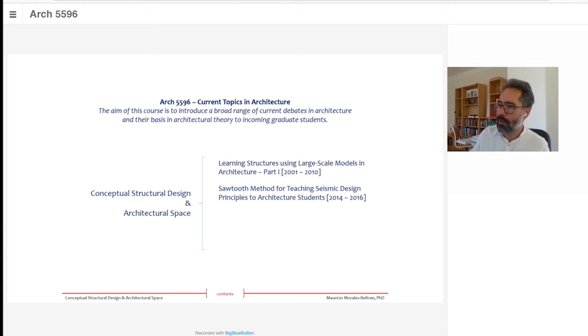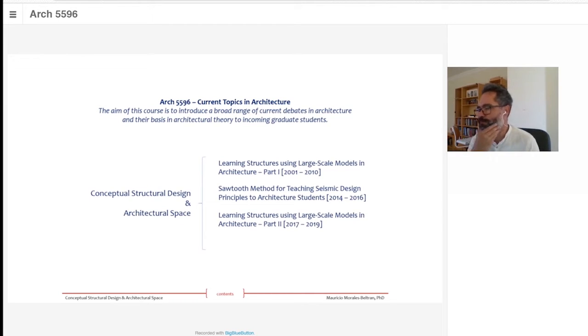This is a teaching method that we use here at Yaşar for integrating seismic design principles into architecture. Then I'm going to continue with the learning structures using these large-scale models, the second part. And because this is about current debate, I should introduce contemporary approach.